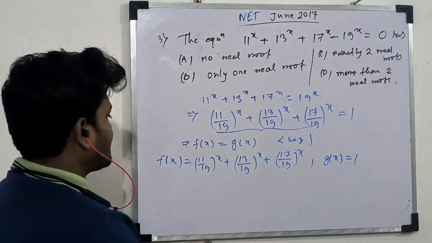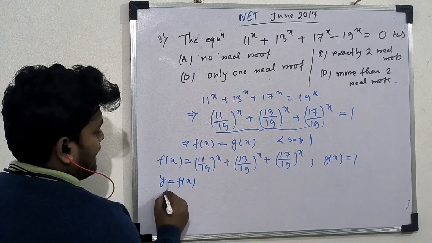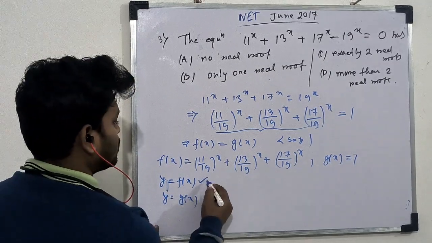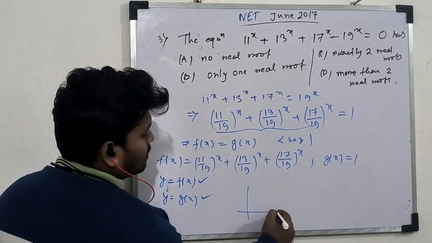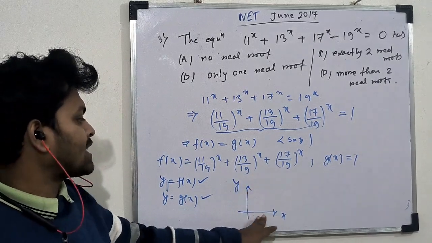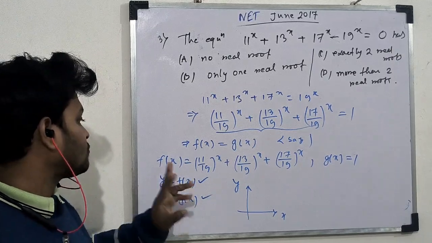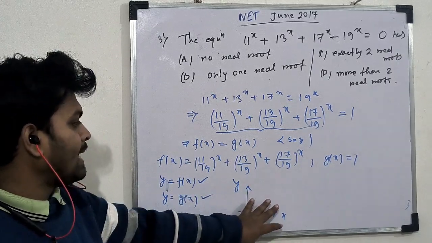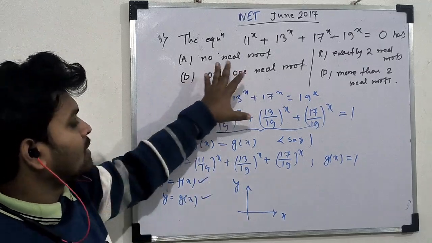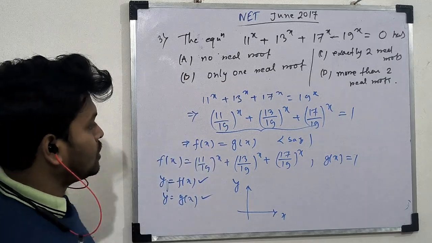So now we draw the y equal to f(x) function and the y equal to g(x) function, and we see where these two curves cut in this xy plane. So we find the intersection points of these two curves in the xy plane, and that will tell us the number of exact roots for this equation.